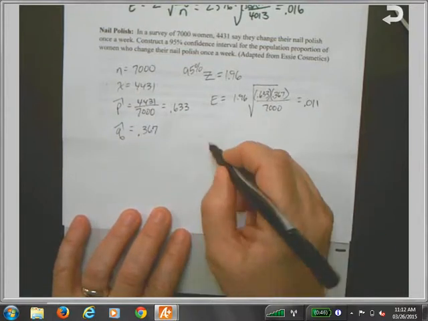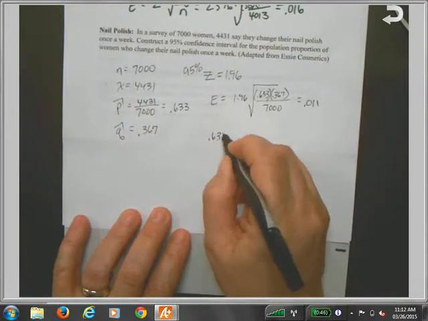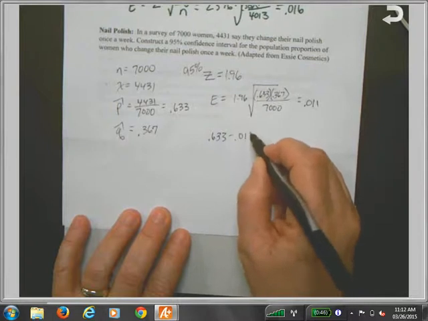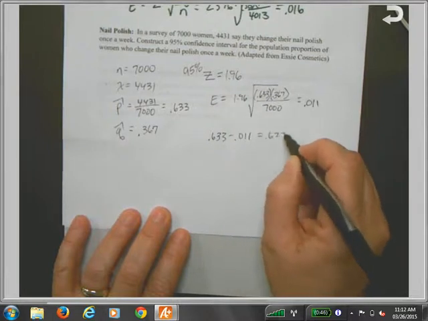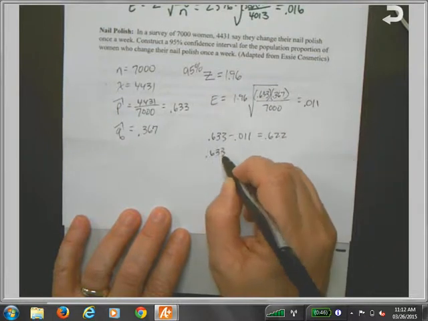So 0.633 minus 0.011 and 0.633 plus 0.011.